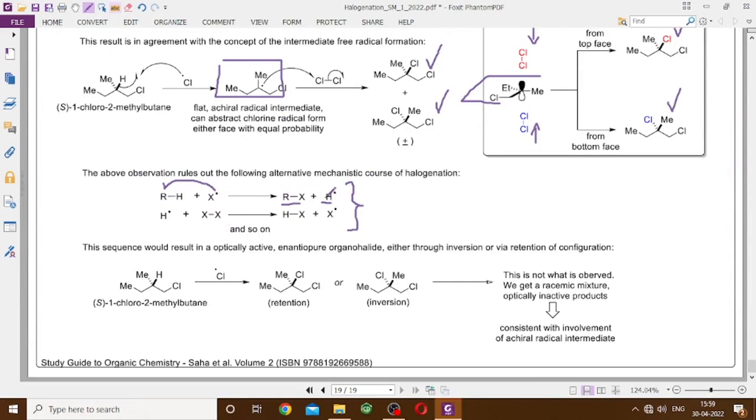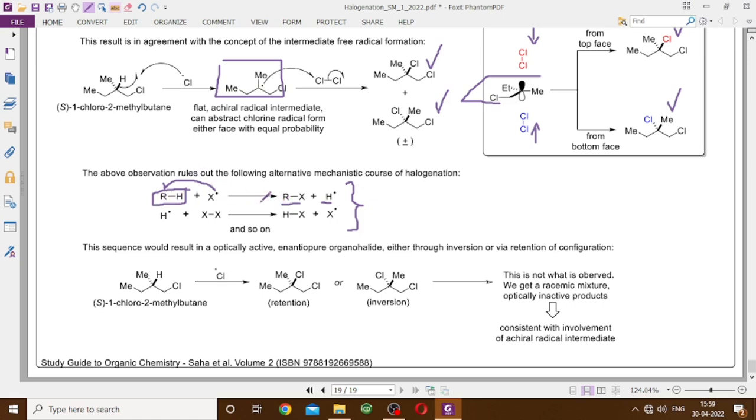notice that the bond between this hydrogen and the chiral carbon is being ruptured, but at the same step I am forming the bond with the X dot. So when X dot is forming the bond with RH, it is chiral. It is not that the R dot that is formed is achiral and then reacts with X2 to form RX. It's not like that. When it is chiral, it is forming the bond with X.